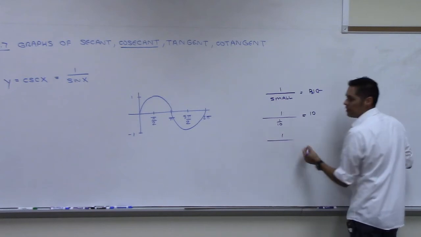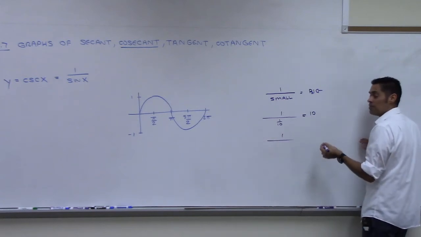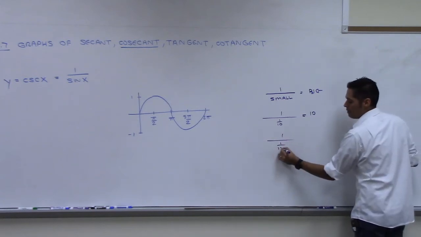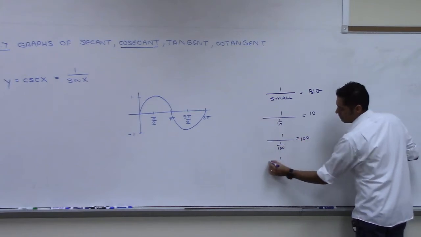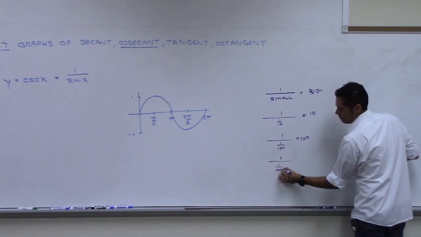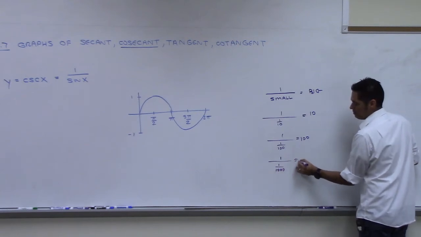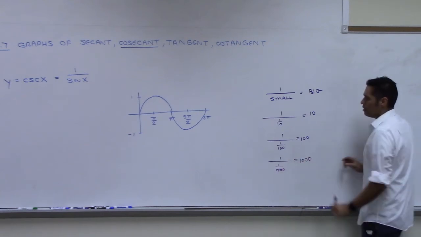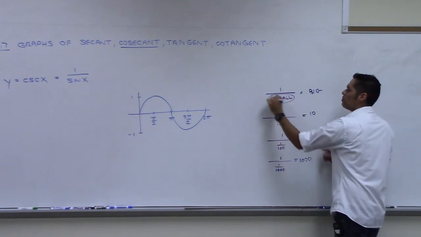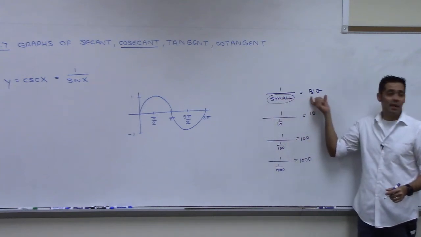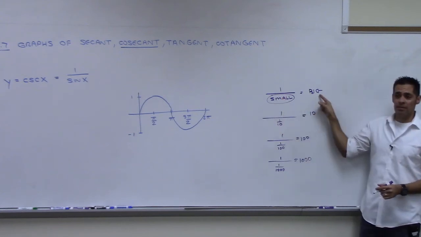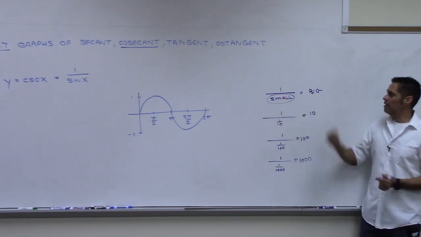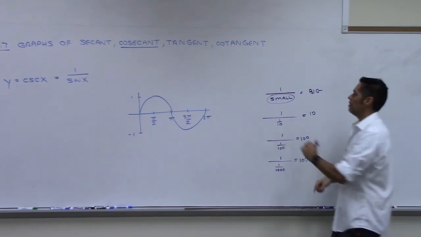Okay, what about 1 divided by an even smaller number, like 1/100th? That's going to be 100. And then what's 1 divided by, like, 1/1000th? That's 1,000, right? So if you have 1 divided by a small number, your answer is going to get big, right? And the smaller that is, the bigger that is, right? Okay. And then the other way around is this.